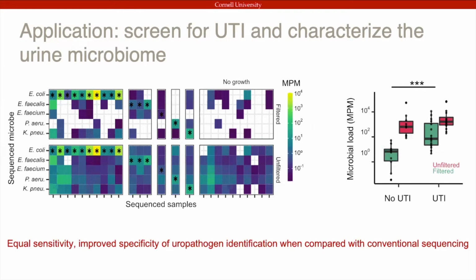Furthermore, we can quantify the total microbial load, and we find that there is a significant difference in the microbial load in samples that have a urinary tract infection versus those that do not. But we were not able to see this before filtering, shown here in red.